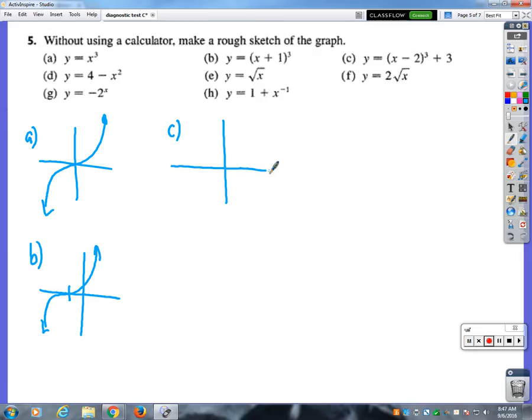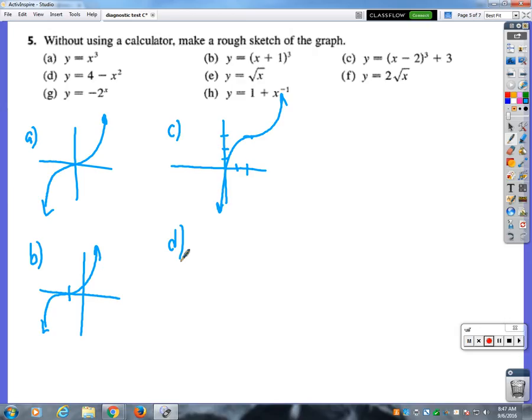How about x minus 2 cubed plus 3? To the right 2, up 3. And that's going to be that little curve that has a fancy special name we're going to talk about in this class. That's called the point of inflection.